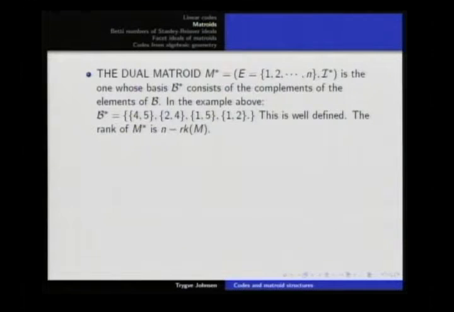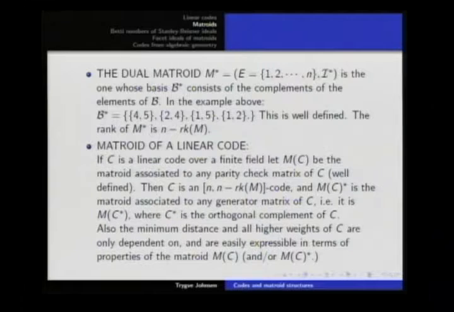For the dual matroid, you use a basis B and you take the complement of the elements in the original B. In the example we had, you'd get this. And this is well defined. And the rank then is, of course, n minus the original rank.